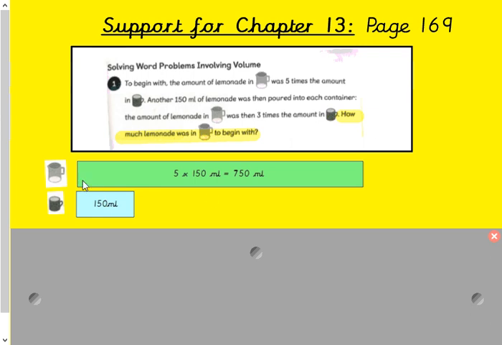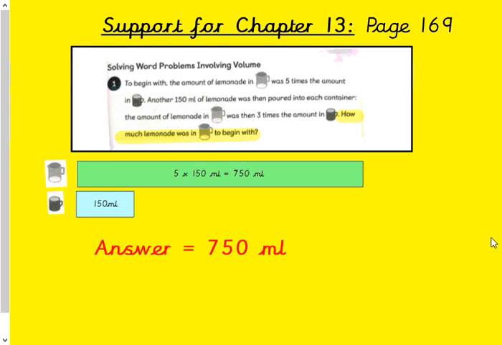Here we go. This is the original bar, which shows 5 times 150 millilitres, which leads you to 750 millilitres, my apologies, in the jug, and 150 millilitres in the cup, giving you the total answer of how much lemonade was in the jug to begin with. I know you're all shouting at me, 750 millilitres.